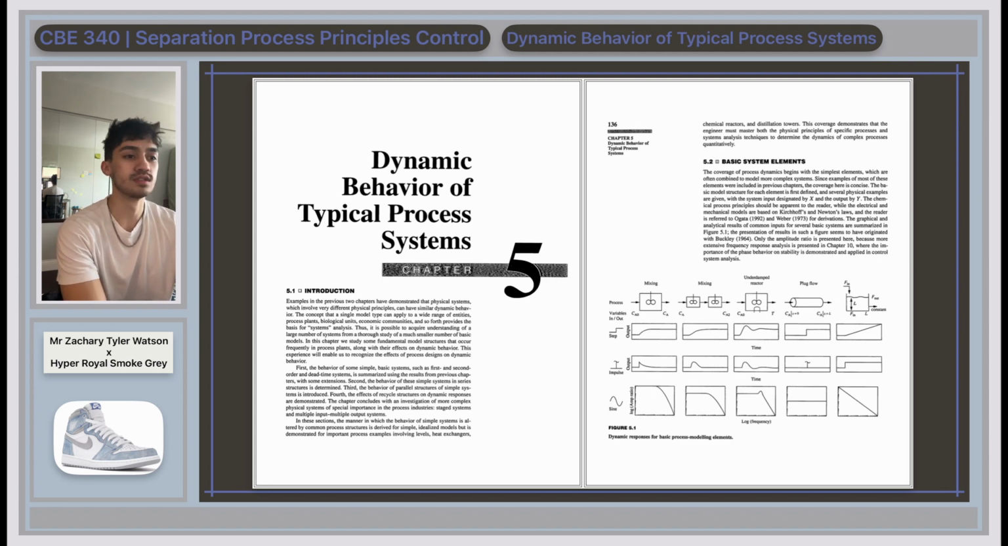In these sections, the manner in which the behavior of simple systems is altered by common process structures is derived for simple idealized models, but is demonstrated for important process examples involving levels, heat exchangers, chemical reactors, and distillation towers. And this coverage demonstrates that the engineer must master both the physical principles of specific processes and systems analysis techniques to determine the dynamics of chemical process quantities.